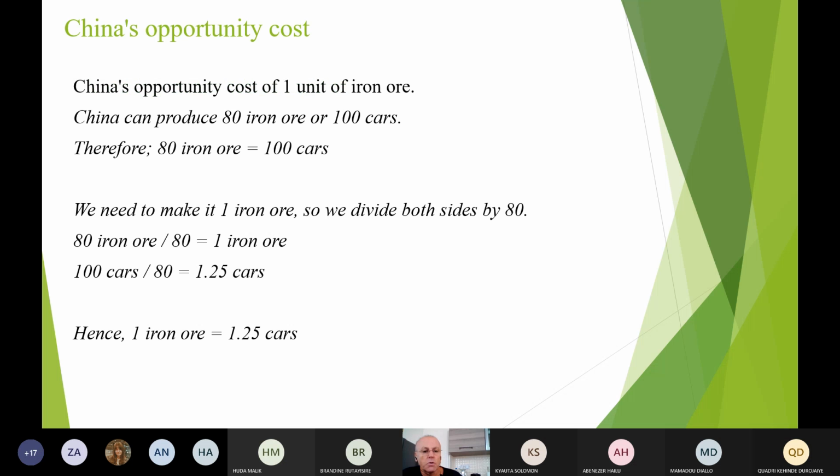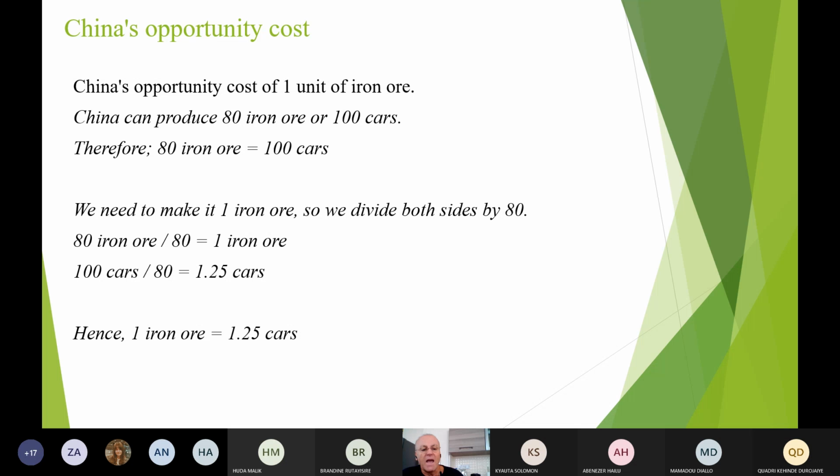China's opportunity cost of 1 unit of iron ore is going to be estimated when we have 80 units of iron ore or 100 cars. Therefore, 80 iron ore is supposed to be equal to 100 cars, and we need to make it 1 iron ore, so we divide both sides by 80 for being able to determine the 1 unit of iron ore's opportunity cost, as we did in the former example.